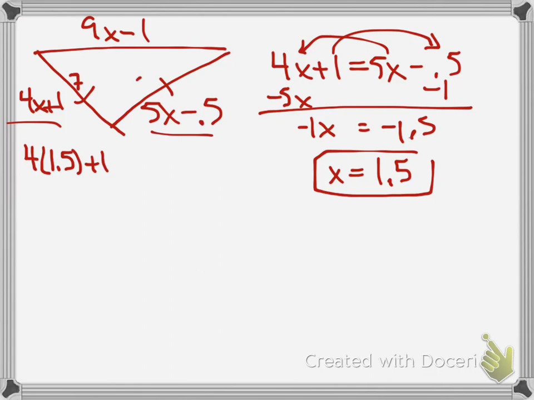And then this one should also be 7. Now I know that they're both 7. And then if I look at the next one, this one is 9 times 1.5 minus 1, and you should get, I believe, 12.5. So you can find all the measures of the sides of the triangle. You can also see, based on these congruent marks, this is an isosceles triangle. But you can find x, you can find the length of the sides. It just depends on what you need to do.